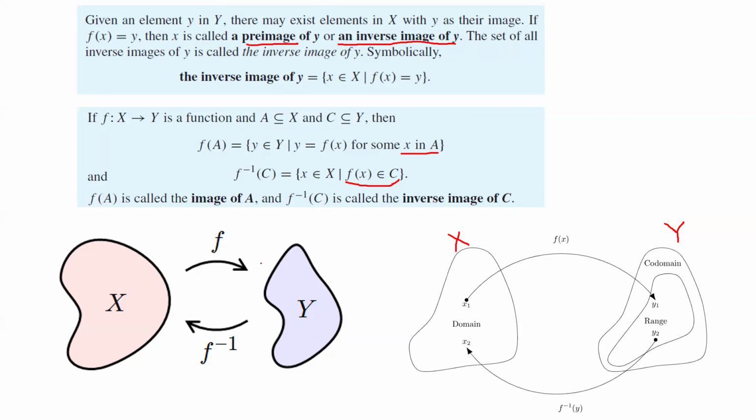So if set A is a subset of X, including x1, then function f takes elements from A and maps them to f of A.